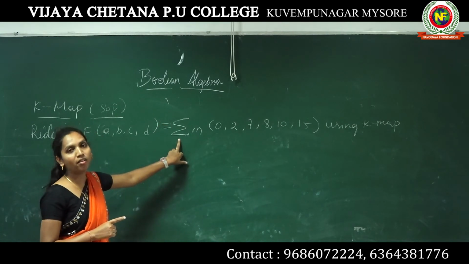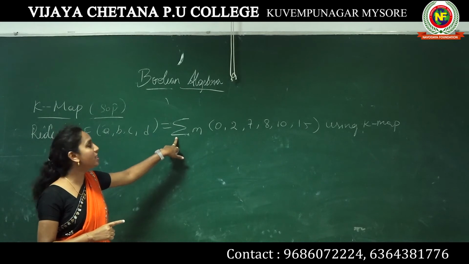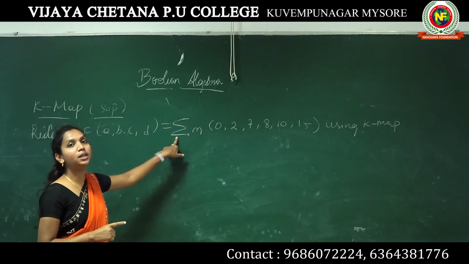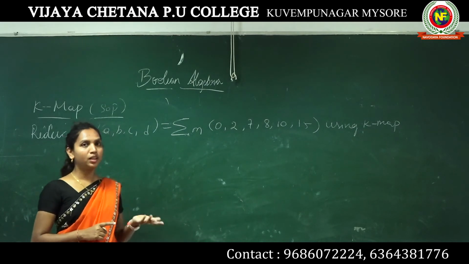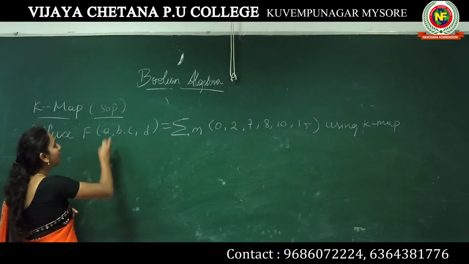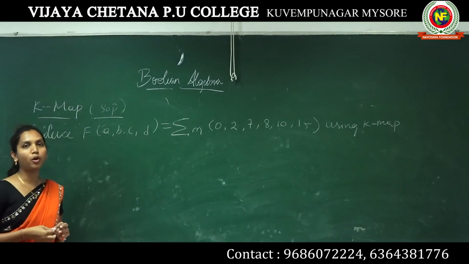Which symbol they have given? They have given sigma. They have given sigma m. Sigma m means what? That is minterm, which means that is in the SOP. That is in a SOP problem.